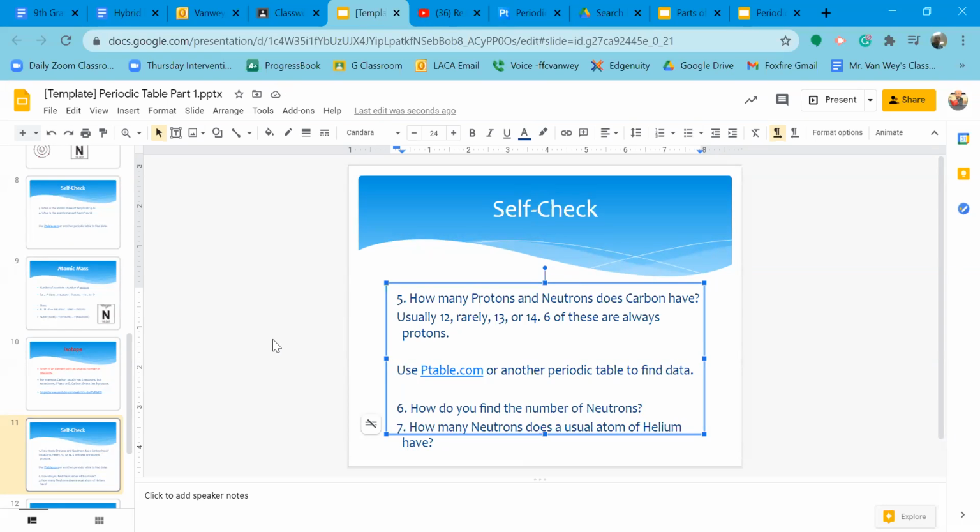Question 6 asks us, how do we find the number of neutrons? That's easy. We take the mass minus the atomic number, or the number of protons.